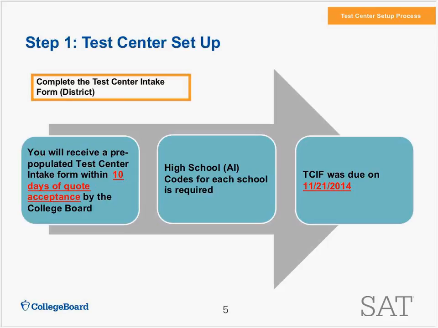This is something that's completed by the district, or if you're a state customer, the state. Basically this went out as a pre-populated form within 10 days of quote acceptance. And each school that's on there needs a high school AI code. Basically, this is how we know which schools are testing and which schools we need to communicate with, send materials to, all that kind of stuff.